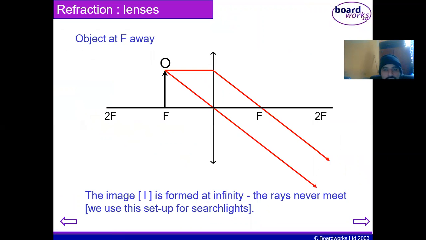Okay, right, so now here, look, this is the focal point. Imagine I put an object in between the two now. If I put an object between the focal point and the lens, right here, what's going to happen then?